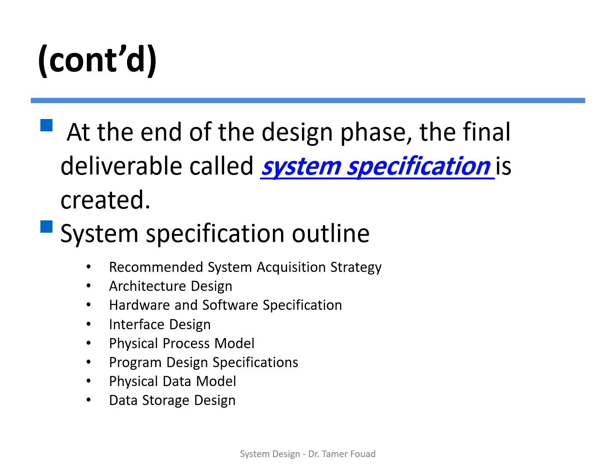At the end of the design phase, the final deliverable called system specification is created. System specification outline contains 1. Recommended system acquisition strategy. 2. Architecture design. 3. Hardware and software specification. 4. Interface design. 5. Physical process model. 6. Program design specifications. 7. Physical data model. 8. Data storage design.